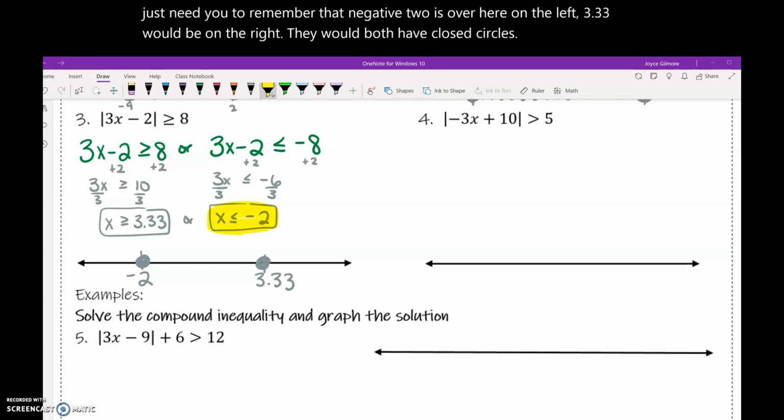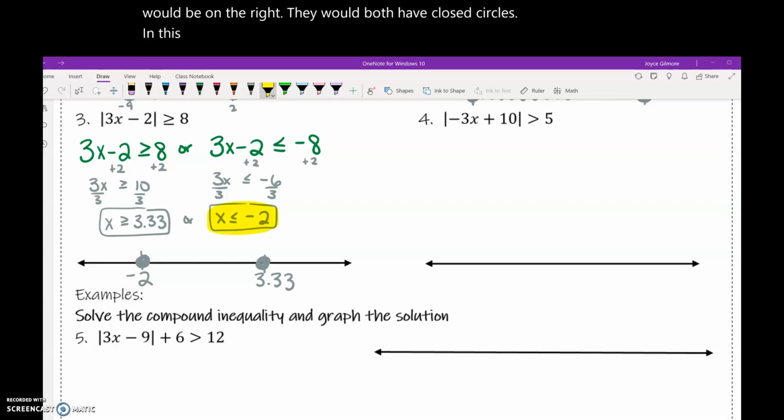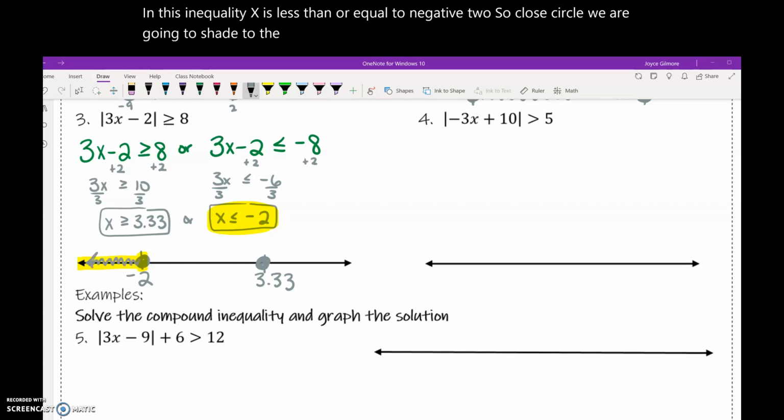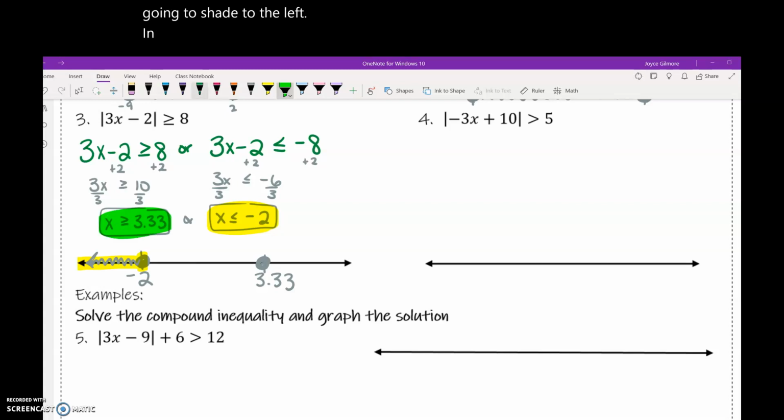In this inequality, x is less than or equal to -2, so closed circle, we are going to shade to the left. In our greater than inequality, closed circle at 3.33, and we are going to shade to the right.